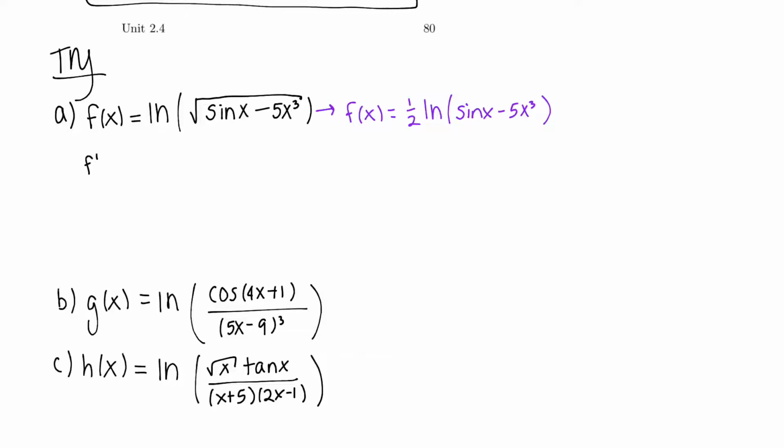So the derivative, we'll just leave the 1/2 out here. The derivative of sine x minus 5x cubed, so the derivative of the inside, is going to be cosine x minus 15x squared, all over the inside, which is sine x minus 5x cubed.